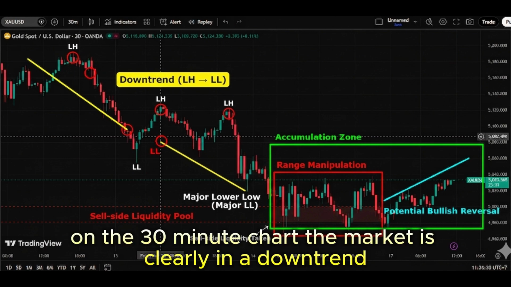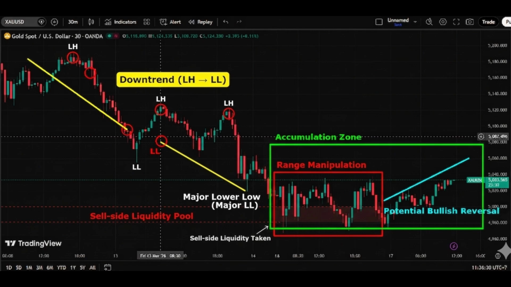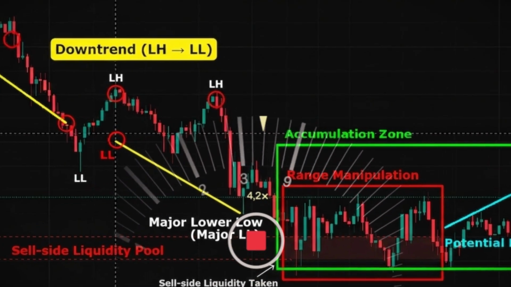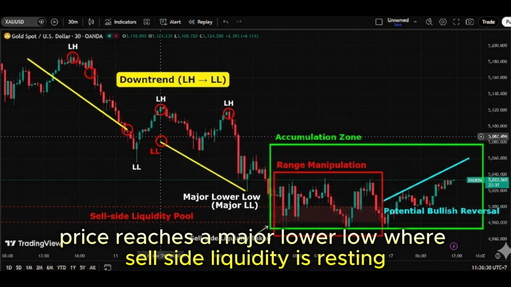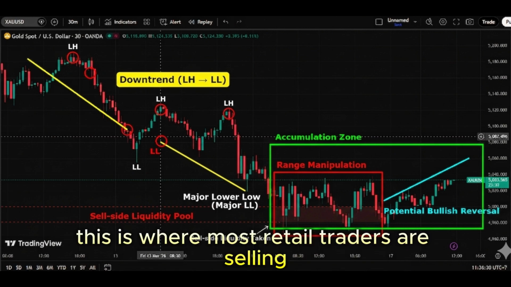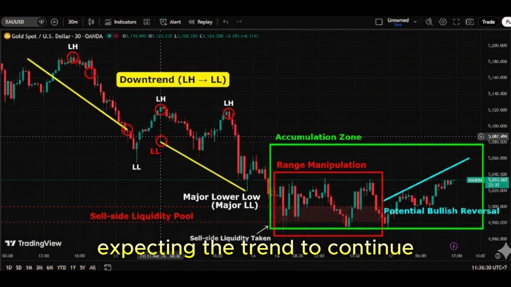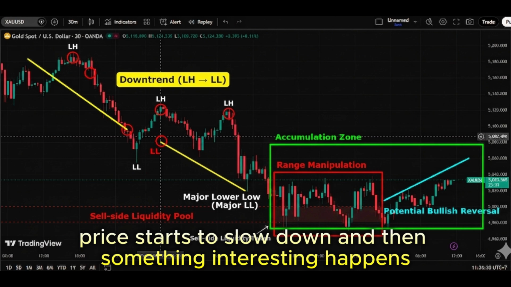On the 30-minute chart, the market is clearly in a downtrend. We can see a sequence of lower highs and lower lows, confirming bearish structure. Eventually, price reaches a major lower low, where sell-side liquidity is resting. This is where most retail traders are selling, expecting the trend to continue. But instead of continuing lower, price starts to slow down.